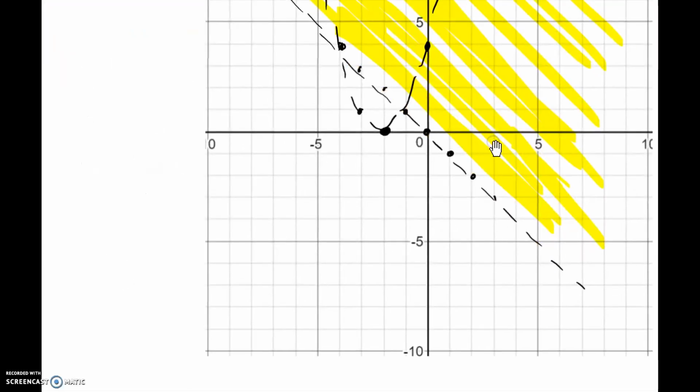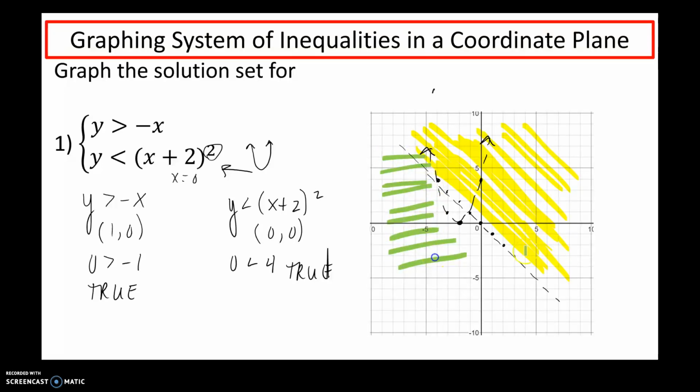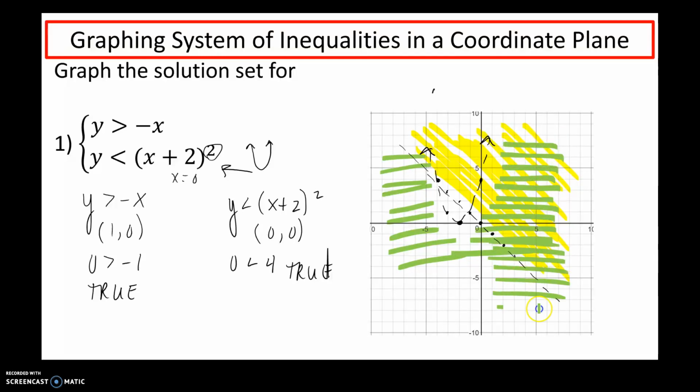So, creating my parabola. Into my quadratic, I can also test the origin. So if I test 0, 0, because 0, 0 is not on the graph of the quadratic, is 0 smaller than 4? That's a true statement. So now I'll use my highlighter. 0, 0 is the true region. So I have to shade outside of my quadratic. This is what makes that statement true.